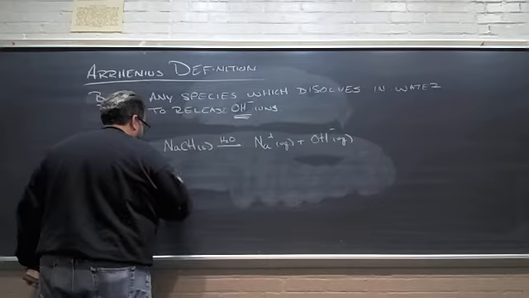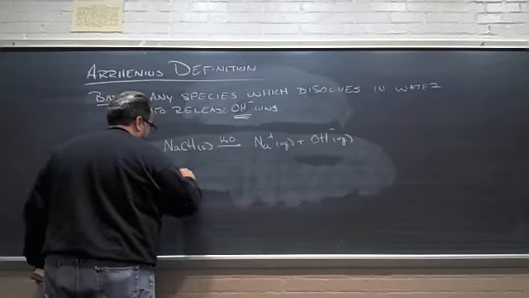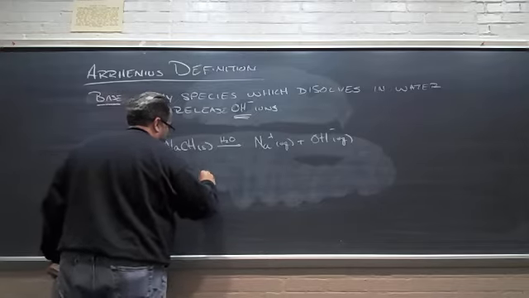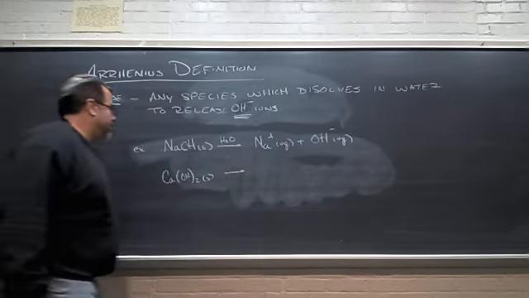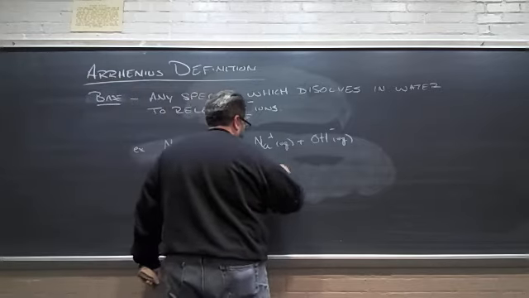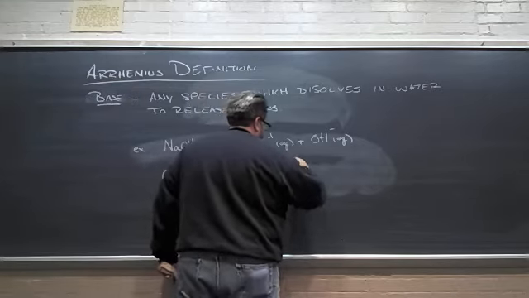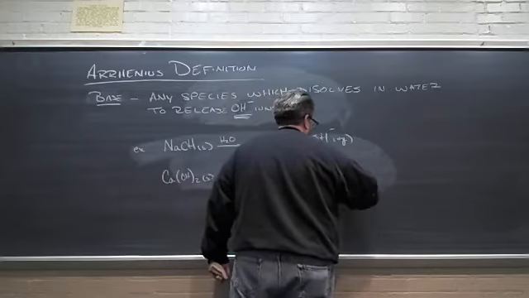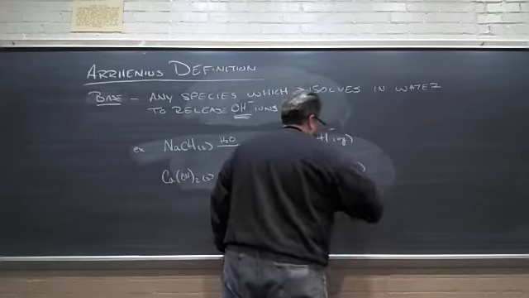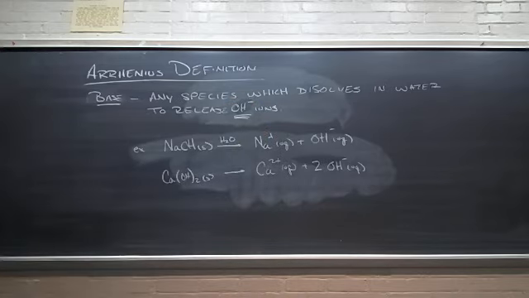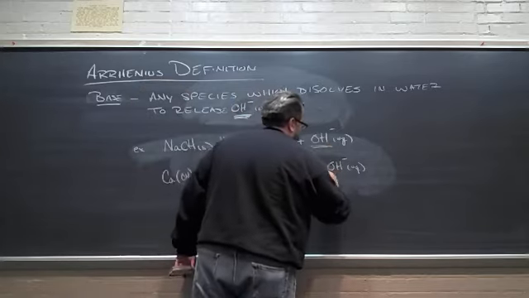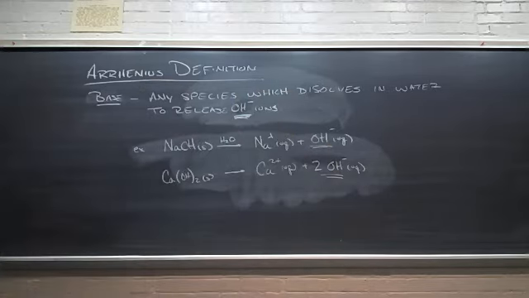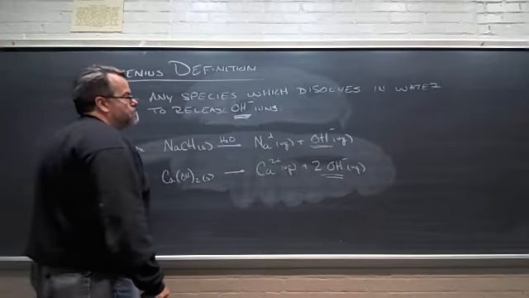You can also have things like calcium hydroxide, which has two hydroxides in it. And so when you dissolve this in water, you get calcium ions and two hydroxide ions. Okay. So in both cases, those are considered bases in the Arrhenius model because when you dissolve them, they release hydroxide ions.